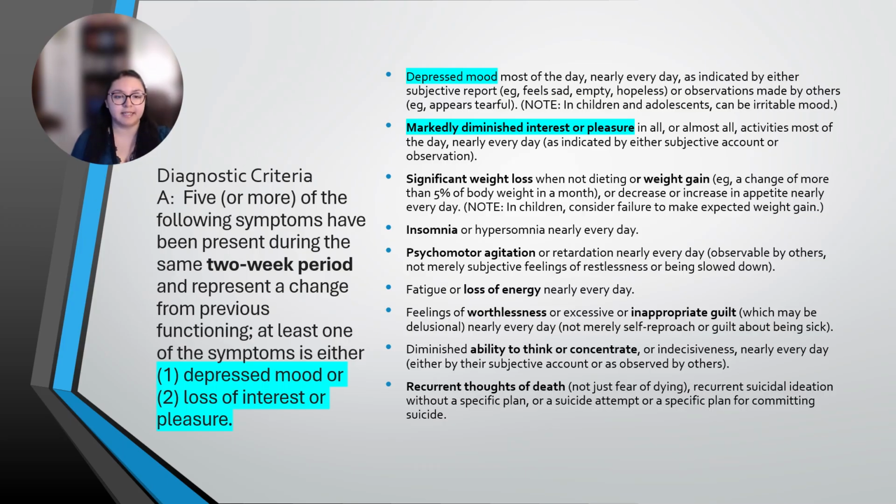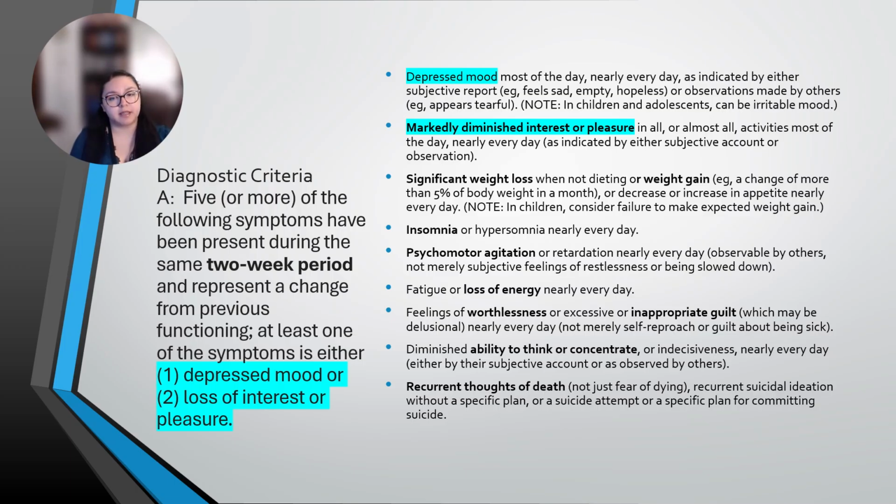All right, y'all. So this is the diagnostic criteria A for major depressive disorder. We want to see 5 or more of the following symptoms, and this is going to be for about a 2-week period. A single episode is possible, but most cases are going to be recurrent episodes. Here I have highlighted in blue, as you see, because we're going to see either one of these symptoms present. This is depressed mood. So we're going to have to see this most of the day, nearly every day, as indicated by subjective report, or loss of interest and pleasure.